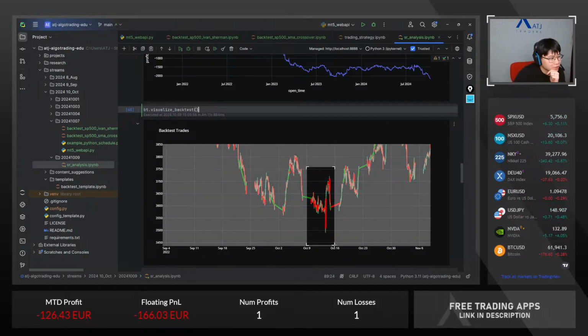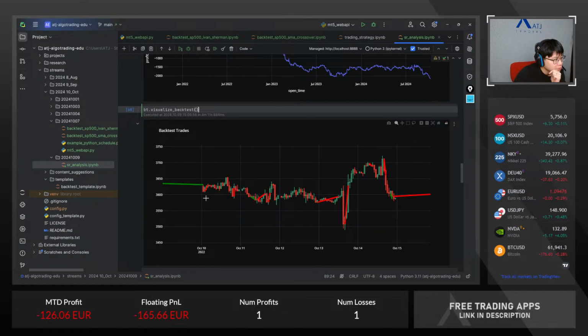And here's an example of a lot of fake outs, right? If you look at this: breakout, loss, another breakout, loss, win, another breakout, loss, a big loss, right? This candle. Yeah, this strategy is not too good at the moment.